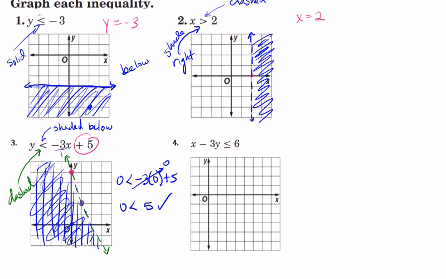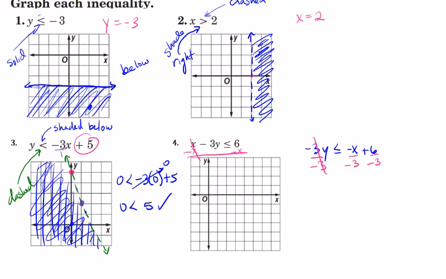All right, number 4. So here I have an equation that's not solved for y, right? So that's what I want to do, is solve for y. So I want to get y by itself first. And so what I'm going to do is subtract x from both sides. And so what I'll get is negative 3y is less than negative x plus 6, right? So I put the negative x first, and then I put the plus 6 after. And those are not like terms, so I can't combine them. So next I'm going to divide by negative 3.